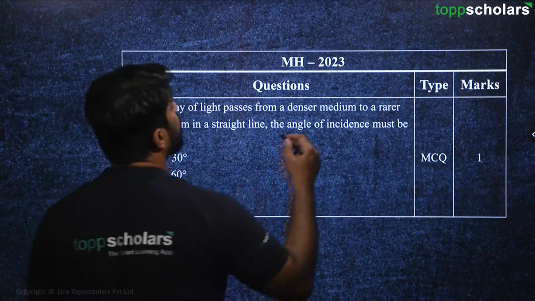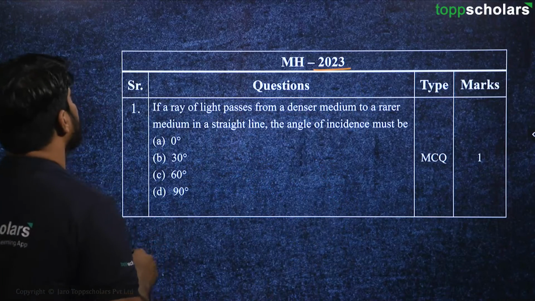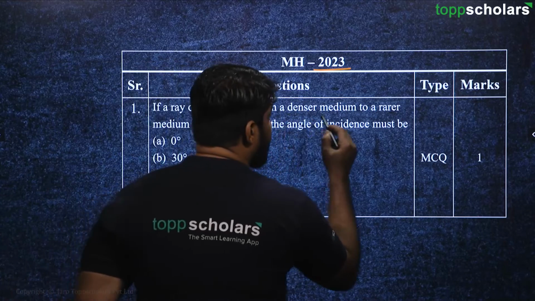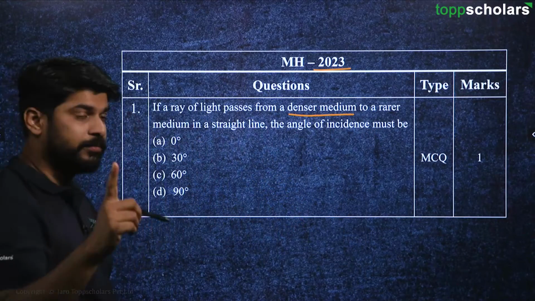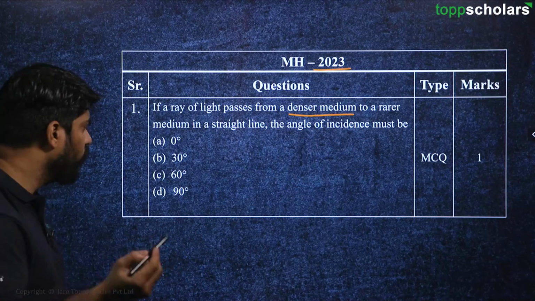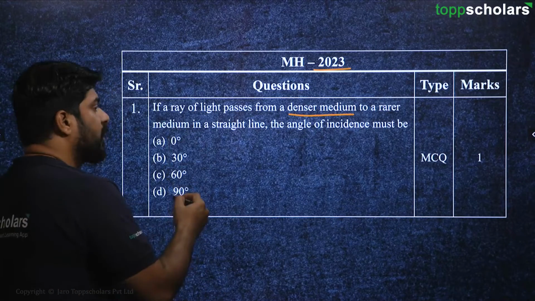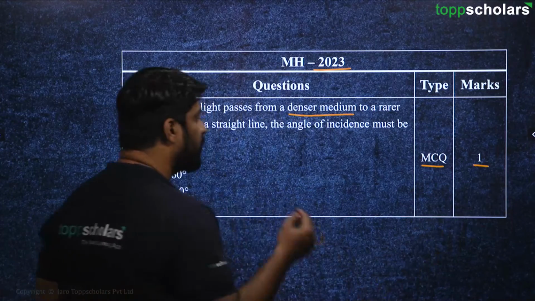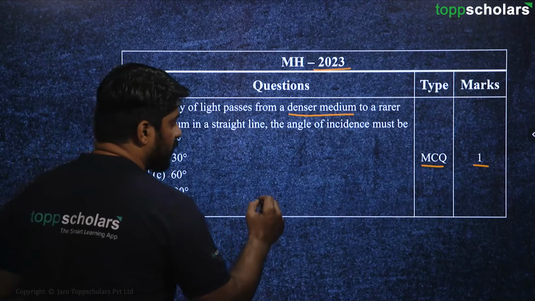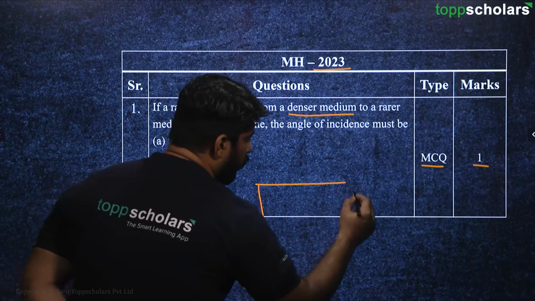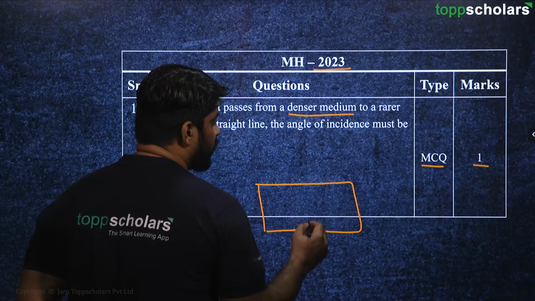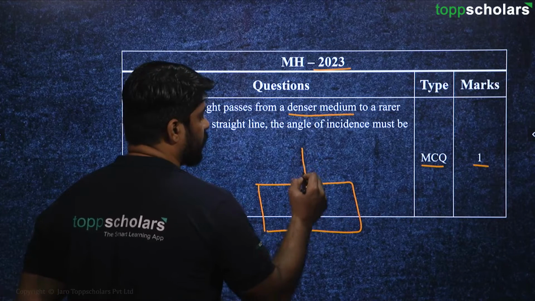Now, we are into the year 2023. Okay. Now, the question is very simple. A ray of light passes from a denser medium to a rarer medium in a straight line. The angle of incidence must be what? So here 4 options are given. This is an MCQ for 1 mark, and the light is traveling from denser to rarer. Let us say that we have got water, or let's say a glass slab, and let us say that the ray of light is traveling straight. Is it?